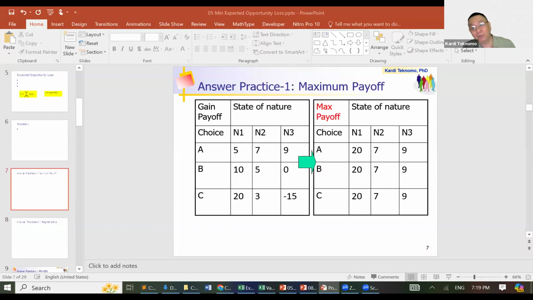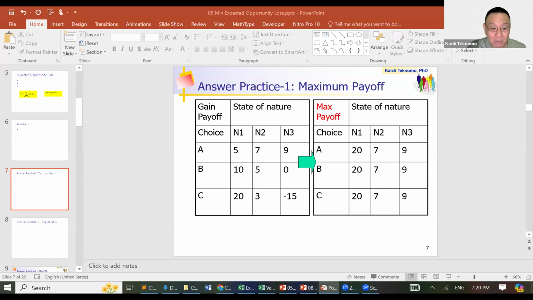From there, you get the maximum payoff, because this is gain. So the maximum of each column. Okay, so 5, 10, and 20, you get 20. 7, 5, and 3, you get 7. Then 9, 0, and negative 15, you get 9. So this is the maximum payoff for each value of the payoff matrix.